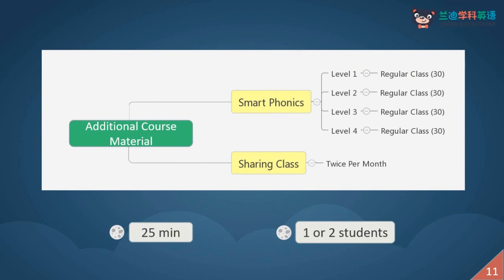There are also a few specialty classes offered to students, Smart Phonics and Sharing class. Smart Phonics is offered to parents who want their children to start their English education with a stronger phonics foundation. Sharing class is a special class where a student can bring a friend to their English class to study a special topic that changes every month. Currently, all classes offered in Landi are 25 minutes long with up to 2 students.